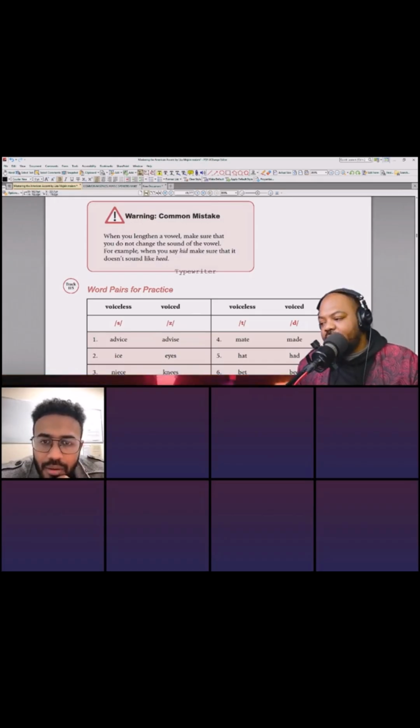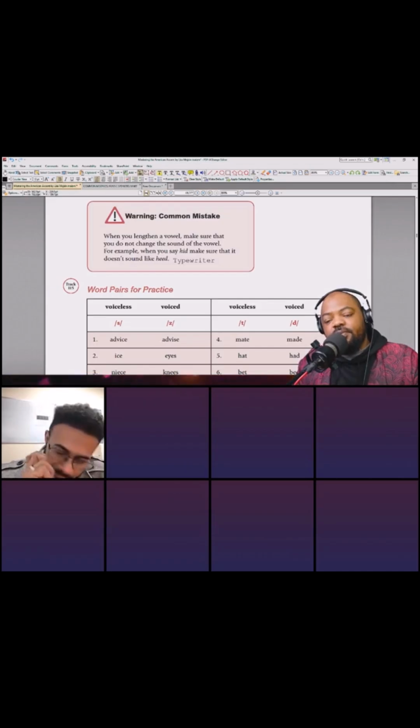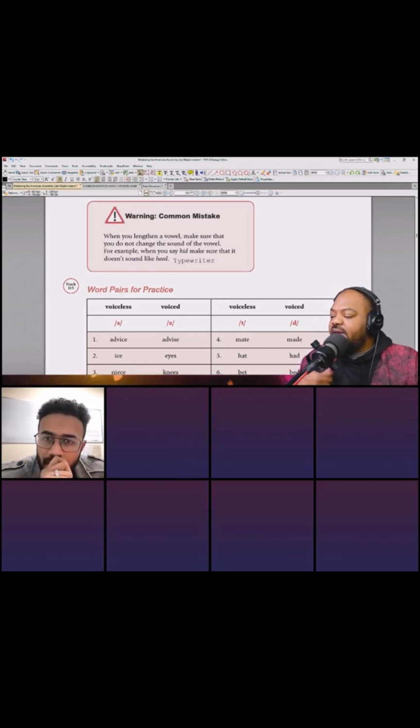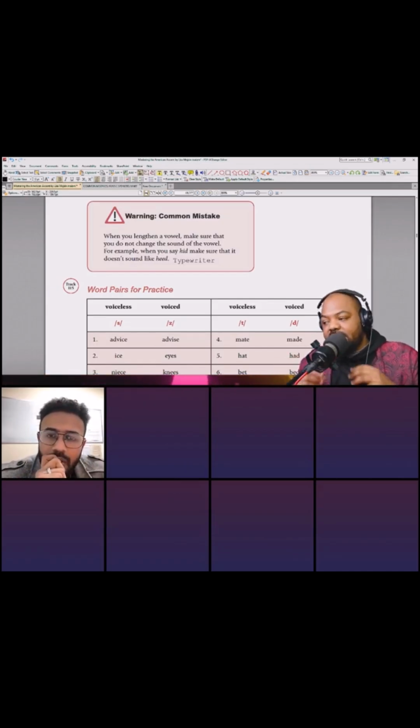This is a big issue that people have. When they try to make something look or sound longer, they change the word to a completely different word. And this causes a problem for English speakers, because if I hear a word and it's elongated, made longer, I'm going to think maybe you meant something else if it doesn't sound like the word you intended.